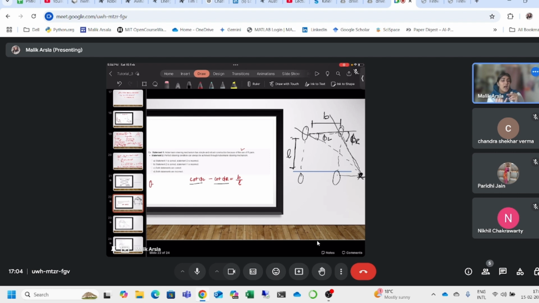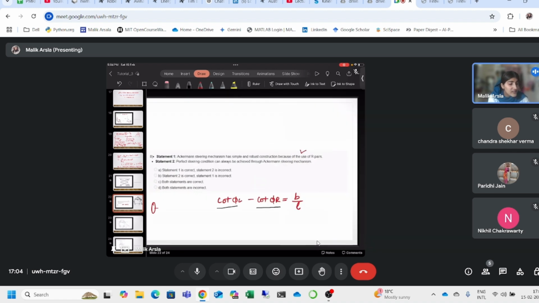But in Ackermann's steering mechanism, what we see is that it is a 4R chain and it does not always obey this rule. So perfect steering condition cannot always be achieved in Ackermann steering mechanism. In certain conditions, if we are able to do it, then that is possible, but mostly it is not. So statement 2 is incorrect. So statement 1 is correct and statement 2 is incorrect. Is this clear?